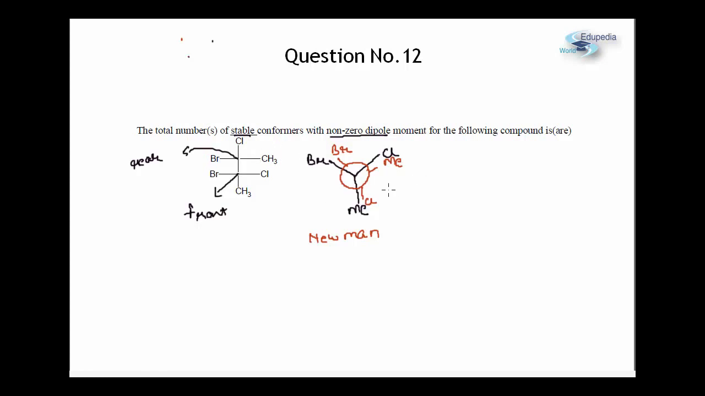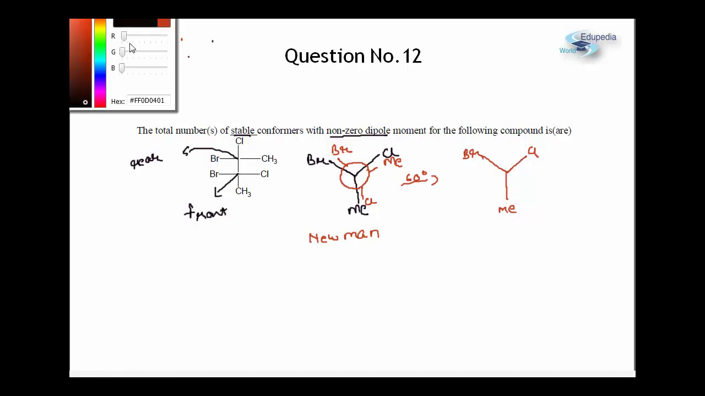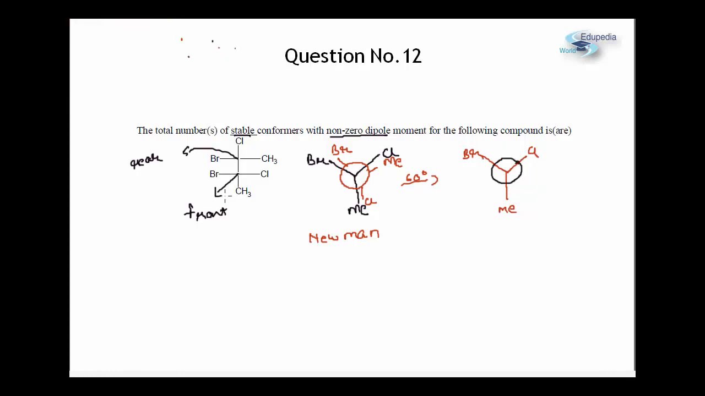Now if I rotate this structure again by an angle of 60 degree, what will happen is that my front position remains as such, that is Br here, Cl here and Me here. This is my front carbon. But for the rear carbon, if I rotate them by 60 degree, this Br comes here, this chlorine comes here, and this methyl goes here.